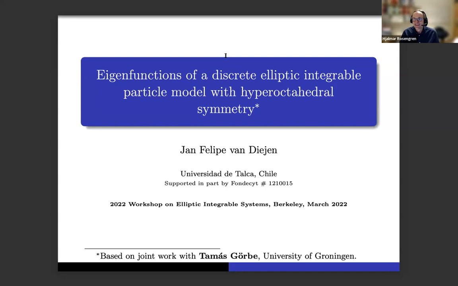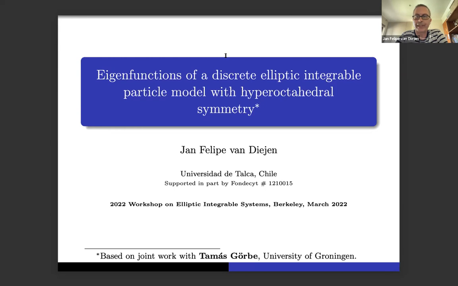Thank you very much, Hjalmar. A big thanks to the organizers for the opportunity to speak here. It's a long time wish of mine to say something about eigenfunctions of elliptic particle systems, but I didn't really expect to be able to say anything useful. The way things were developing in the elliptic world, it looked so complicated to me that I felt, well, here is nothing I can do.